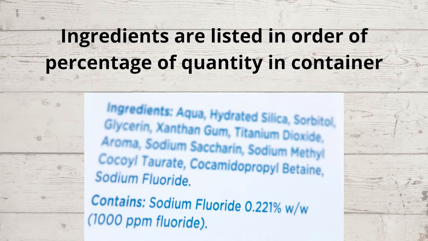Next, I want you to go down to the bottom of the label where it says the ingredients. I want you to actually read the ingredients. Ingredients are listed by the percentage included in the container. The larger the percentage, the higher it is on the list. So the very first ingredient is the largest percentage of that type of item within that container. The last ingredient is the smallest percentage of that item within that container.